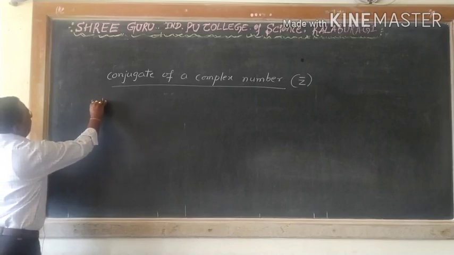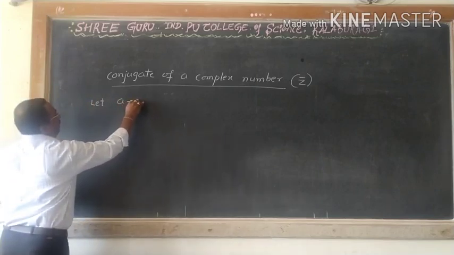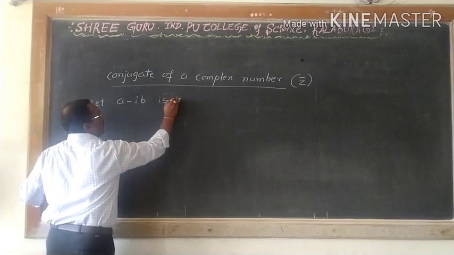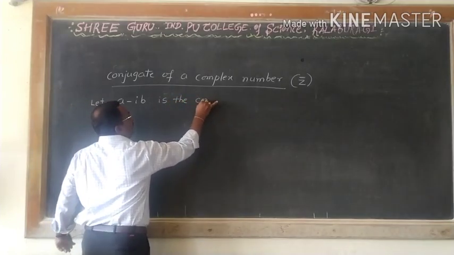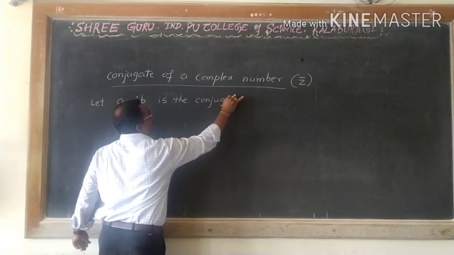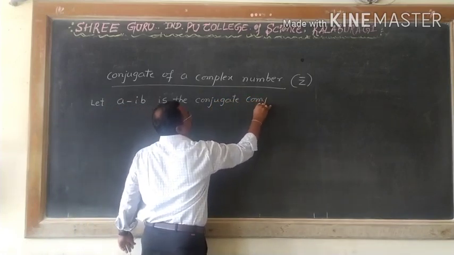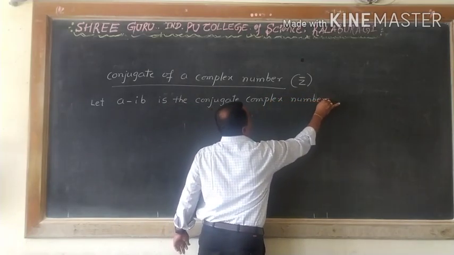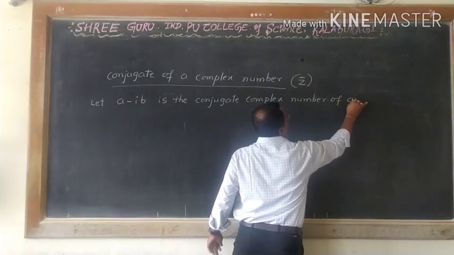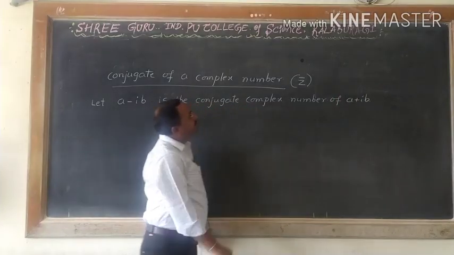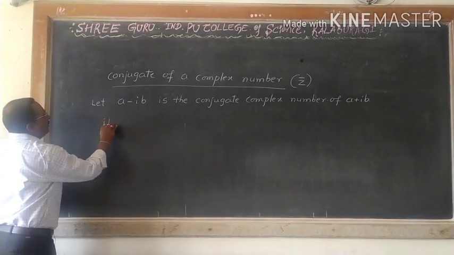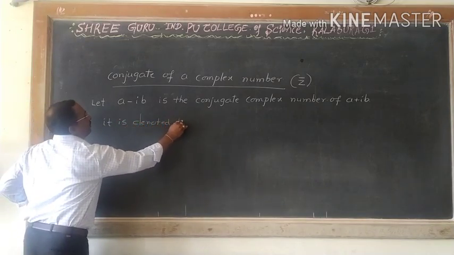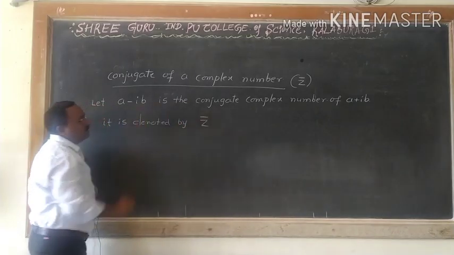Let a minus ib be the conjugate complex number of a plus ib. It is denoted by Z bar or Z conjugate.